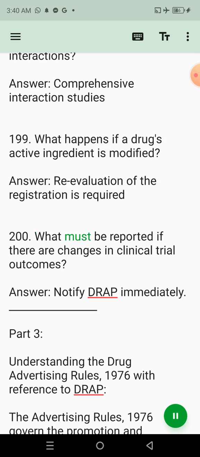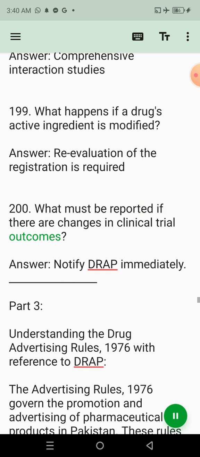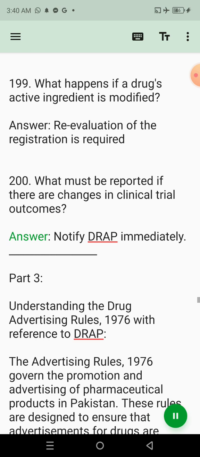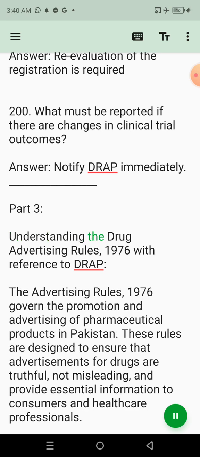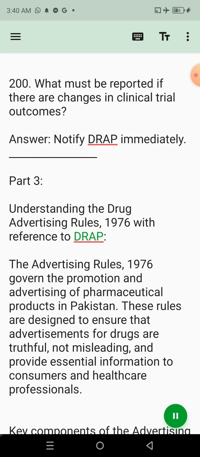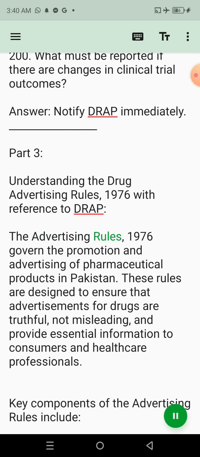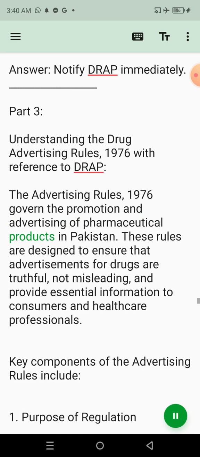200. What must be reported if there are changes in clinical trial outcomes? Answer: notify DRAP immediately. Part 3. Understanding the Drug Advertising Rules, 1976 with reference to DRAP. The Advertising Rules, 1976 govern the promotion and advertising of pharmaceutical products in Pakistan.